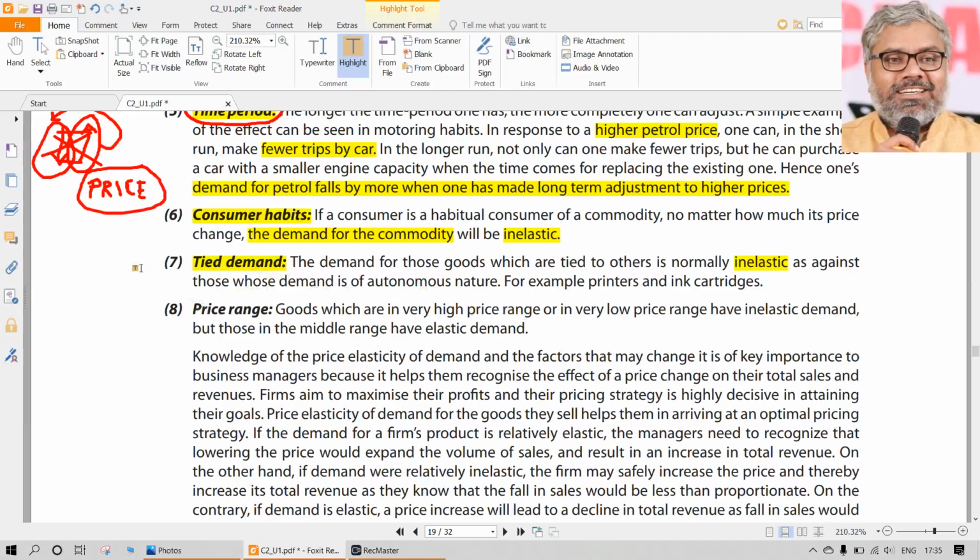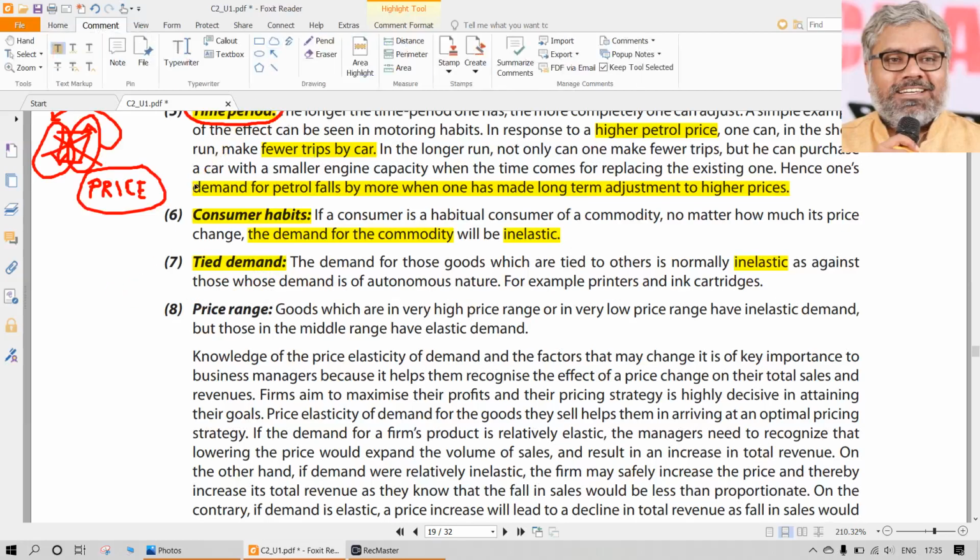Or just for simple purposes, though we are not using them nowadays, take ink pens, and the demand for ink. Demand for ink will definitely increase when the demand for ink pens increases. And the ink itself is not going to be price elastic. If ink is becoming expensive, people are not going to consume less of that. If ink is becoming very cheaply available, people are not going to buy more of that if they are not interested in ink pens. So what can we say? The demand for ink is a tied demand with that of ink pens. In that case, such goods are relatively inelastic. They are inelastic.